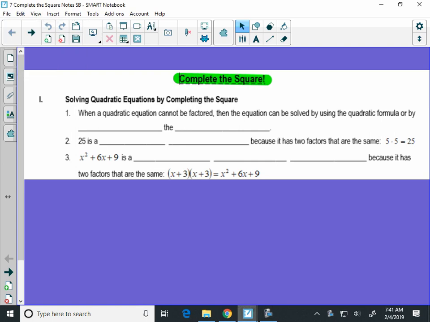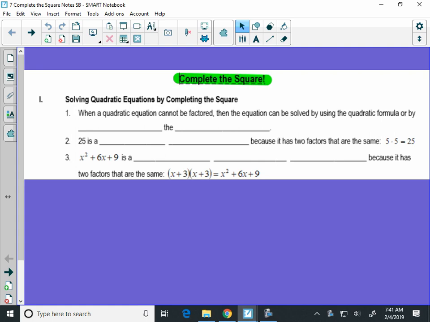Alright, so this is the Unit 3 Lesson 5 video on completing the square. Completing the square is another method to solve quadratics. It's the last one we're going to look at in this unit. So we looked at solving by graphing, solving by factoring, and the quadratic formula. So completing the square is an alternative to all of those, and it's my favorite method.